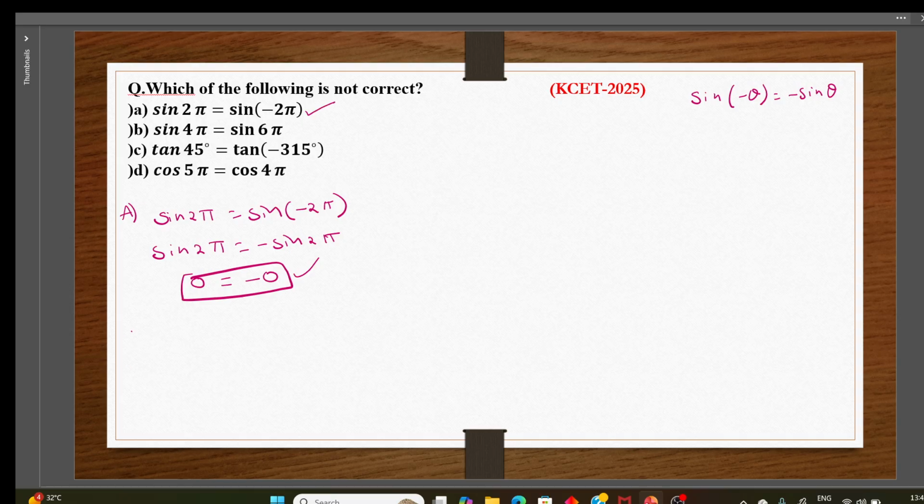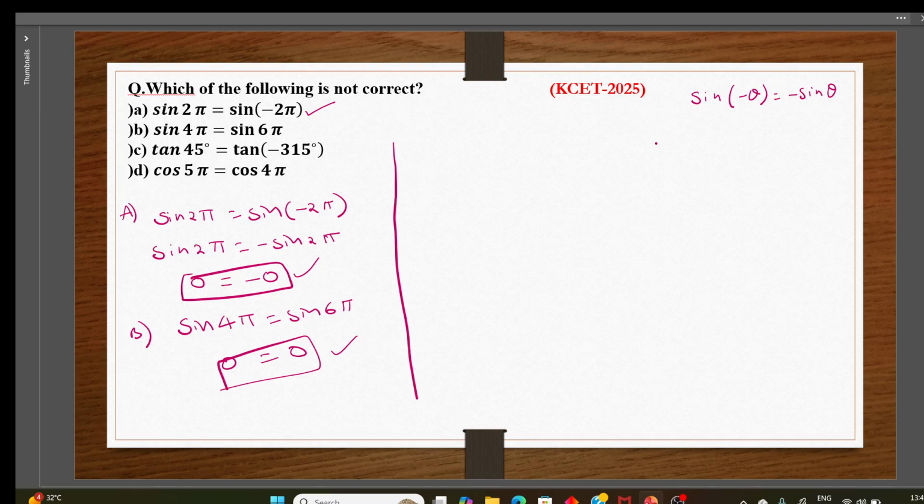Second option we have to check. Sine 4 pi is equal to sine 6 pi. Same, sine 4 pi value is 0, sine 6 pi value is also 0. So this is also correct. Both are equal. Here we know sin x is equal to 0 when x is equal to n pi. So sin 4 pi, sin 6 pi, sin 2 pi values are zeros.